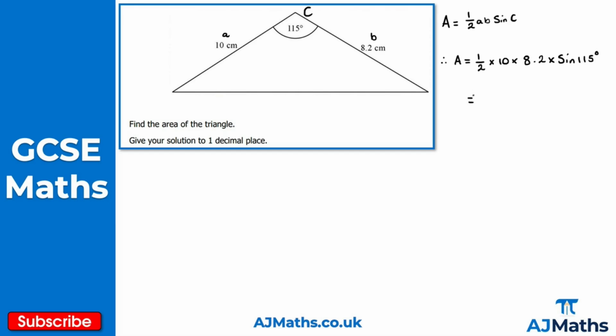Now all you need to do is put all of this into your calculator. If you do this correctly again, giving your solution to one decimal place, what you should get is 37.2. Again, we're working in centimeters, so it would be units squared, so centimeters squared. Okay, and there we have it. That's the solution to question 2.